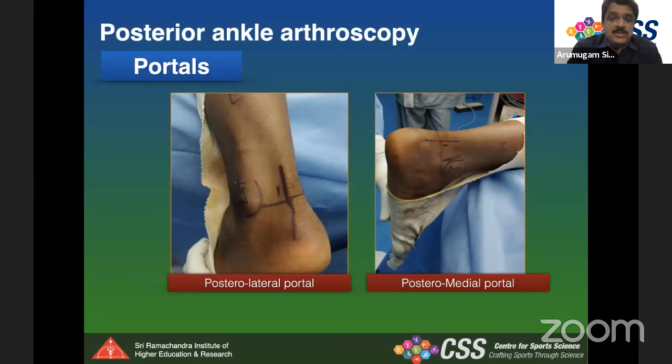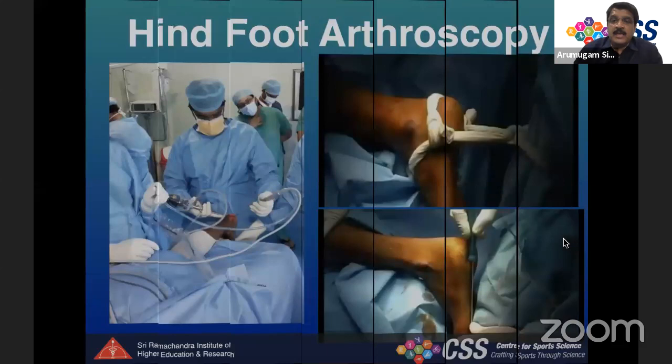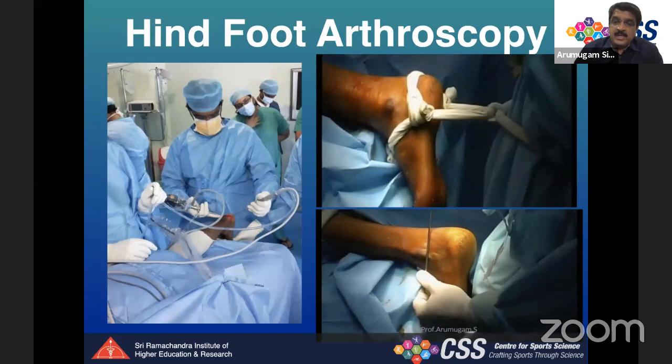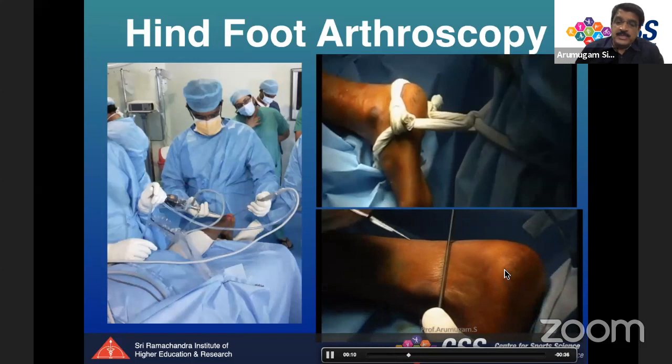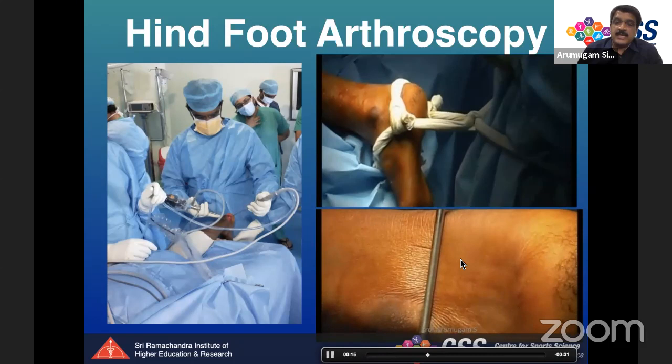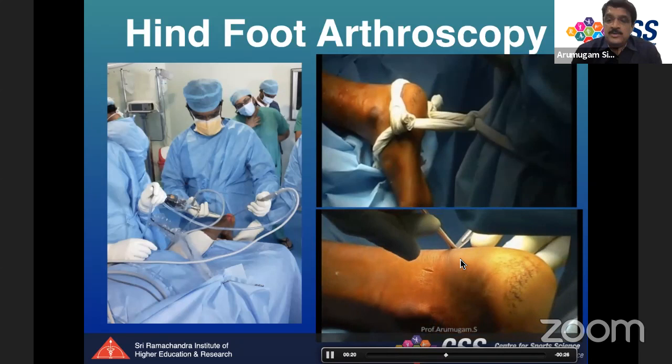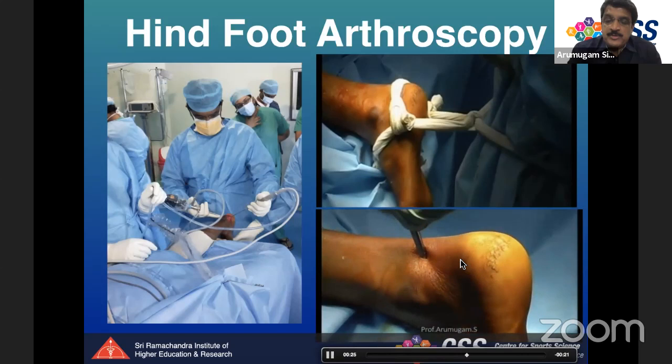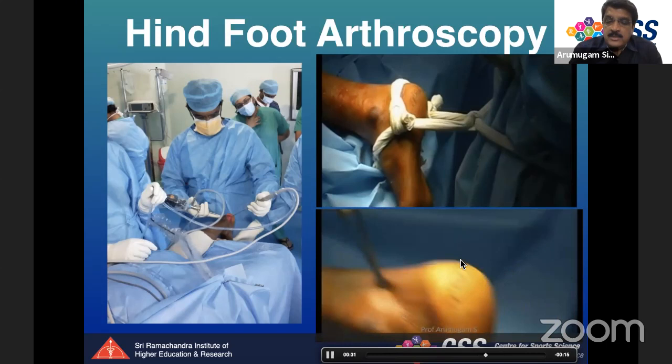Then posterior ankle arthroscopy: you have two portals, the posterolateral portal and the posteromedial portal. Here again, we use soft tissue traction, and this is a technique popularized by Niek van Dijk. You make a portal close to the lateral malleolus in a straight line, just next to the Achilles tendon. Then for the medial portal, using the probe on the opposite side and the same knee arthroscopy instruments, point toward the first toe web, inserting your scope.